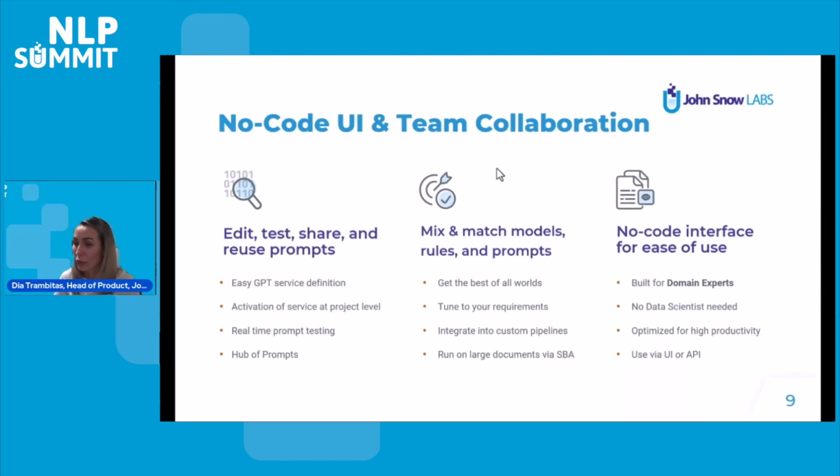So to sum up, we have seen how to edit, test, share, and reuse prompts, how to mix and match models, rules, and prompts as part of projects, all that via a simple and intuitive no-code interface built for domain experts. It's worth mentioning that all the features I presented today are also accessible via API. There may be a need to integrate the pre-annotation pipelines into your custom data processing flows, right? So you can access all features of the NLP Lab via API as well.